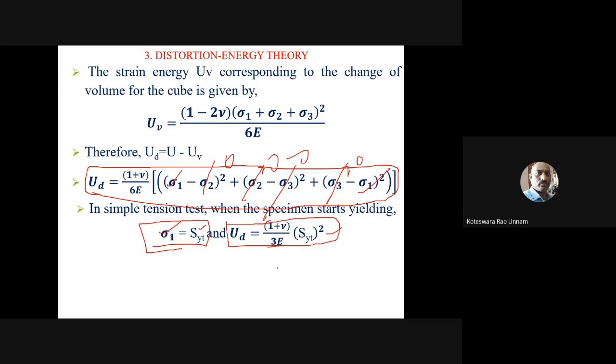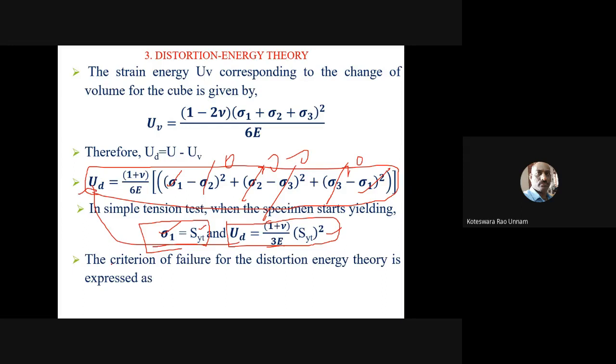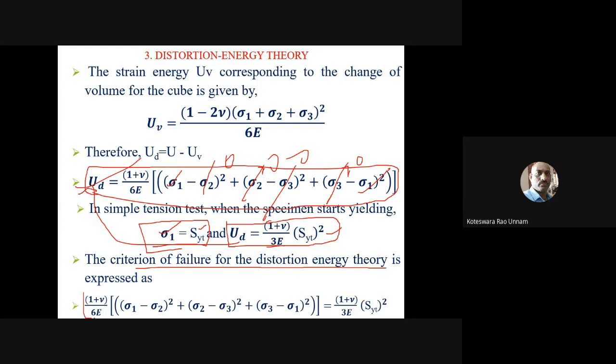Then we need to equate these two, so that is going to be our failure equation. That is the criterion of failure of the distortion energy theory: this distortion strain energy should be equal to this distortion strain energy. Now from this I can simplify this equation. The (1 plus nu) terms will cancel out.